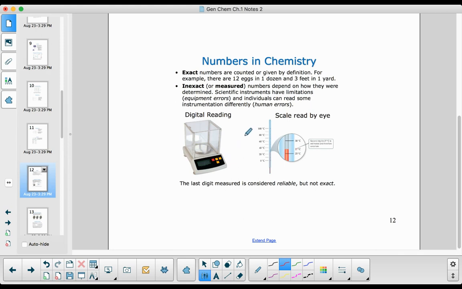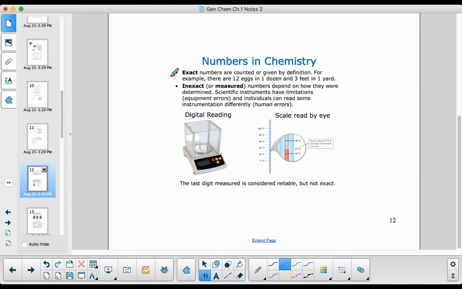Welcome back to segment number 2, which has to do with measurements in chemistry. Chemistry is a very quantitative science, so we really need to know how to report data and also how to work with data values in terms of mathematical operations.